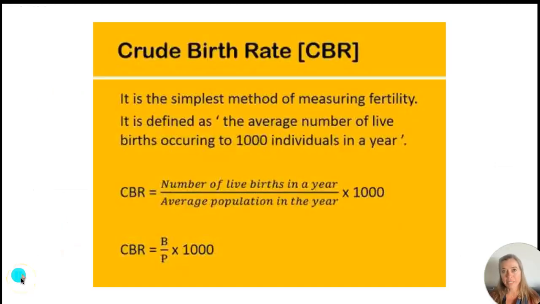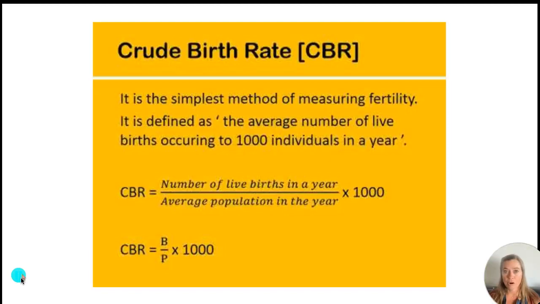When we're looking at populations, we use models and we use calculations in order to make predictions about what's going to happen in that population. In order to do that, we need to understand some basic math associated with population growth and population density as well as distribution. We can make some predictions about population growth by looking at the fertility of the population, which is defined by the average number of live births occurring per 1,000 individuals.